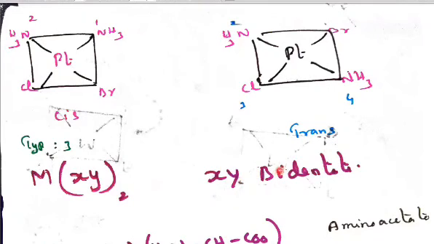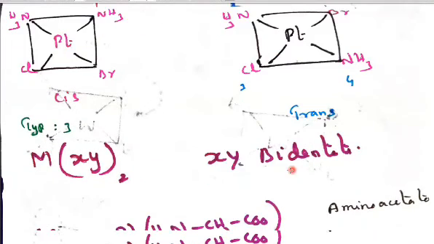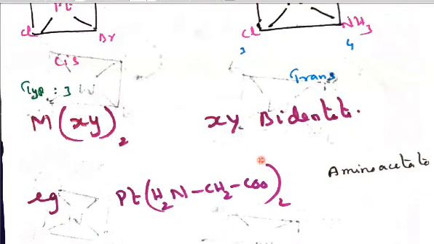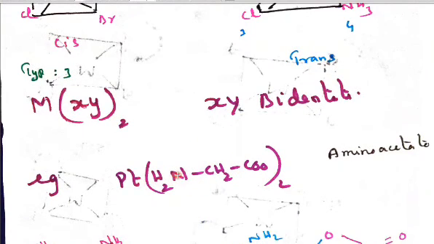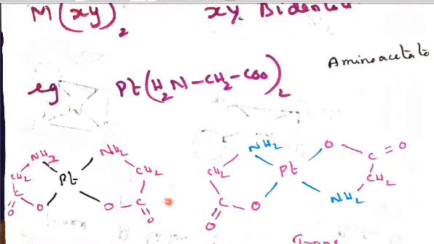Next, type 3 is M XY2. This XY is called bidentate. It is not monodentate, it is bidentate. So take aminoacetato. Aminoacetato has a carbon donor and a nitrogen donor, so it is a two-donor ligand. So platinum, NH2 CH2 COO, aminoacetato. So here this is the structure of platinum.